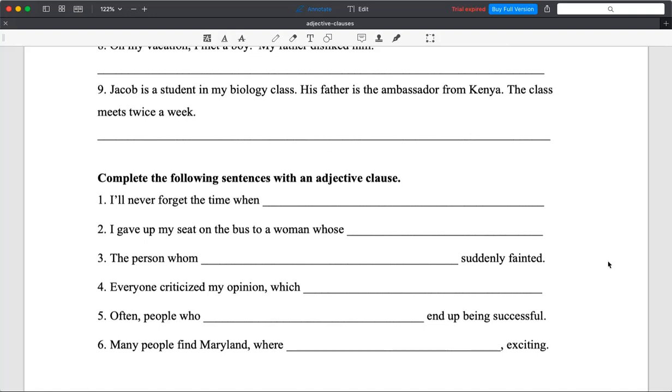Some of you are faster. I know that William is extremely fast. Lucas is extremely fast. So if you want to do more, do all of them. You can only do three of them for good practice. Make sure that when you complete the sentences, the meaning makes sense, and it should be the appropriate adjective clause.